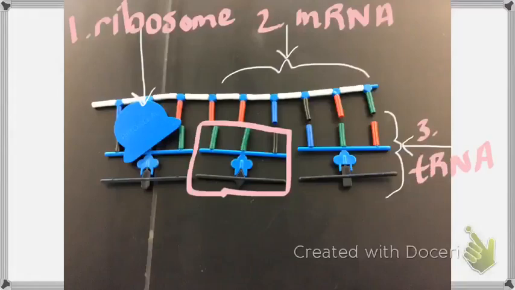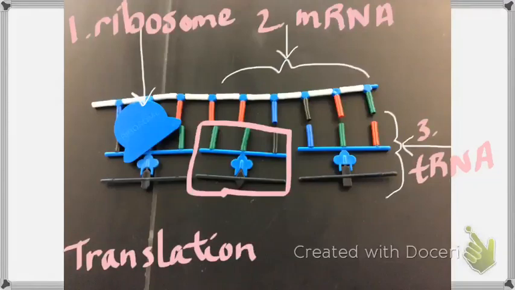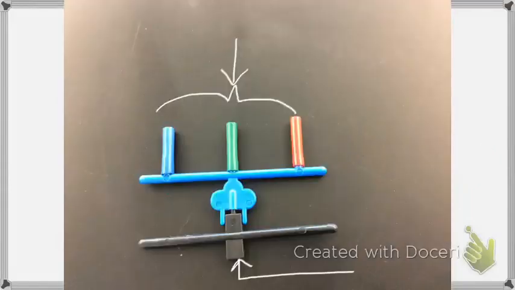Okay, so think hard. What process did I take a picture of? Transcription? Translation. This one's translation because we're making an amino acid sequence and we're using a ribosome, messenger RNA, and transfer RNA. This one's translation. Okay, now what I have the box around is a tRNA molecule. I took a bigger picture of that. Okay, it's tRNA.